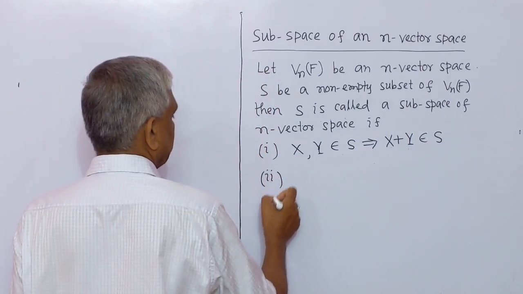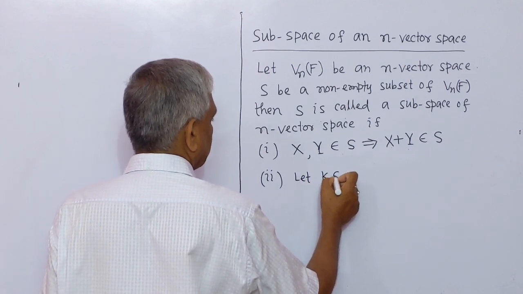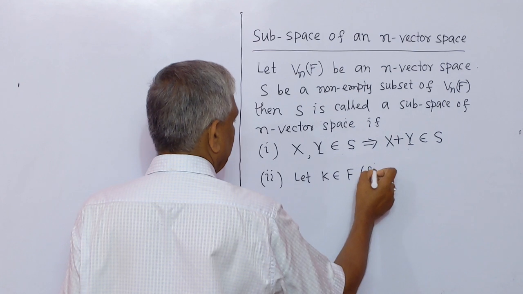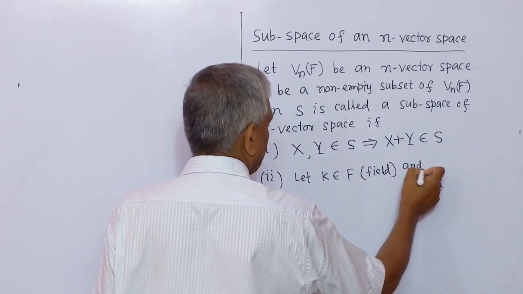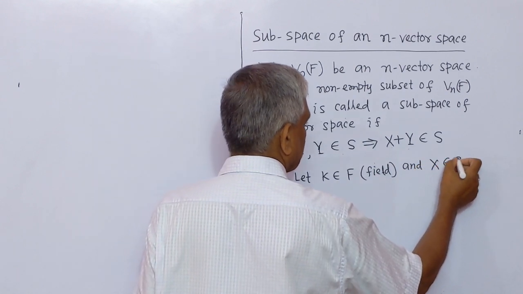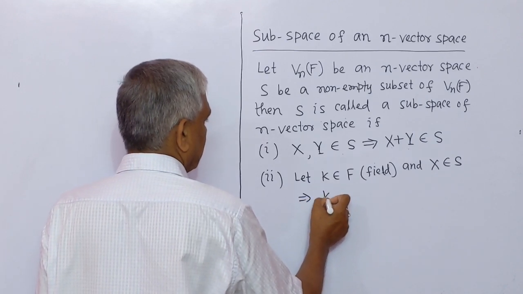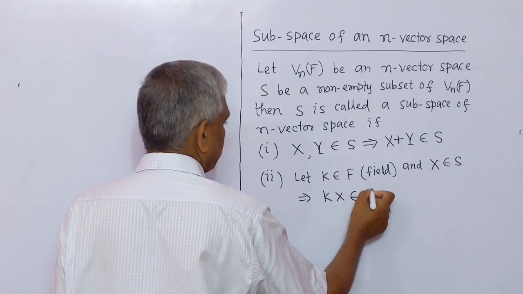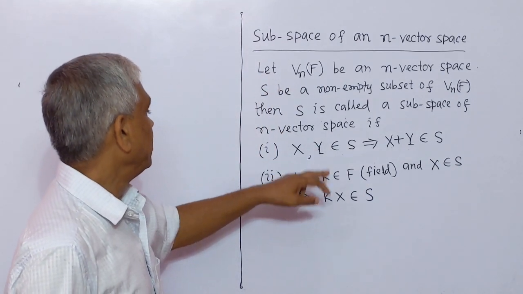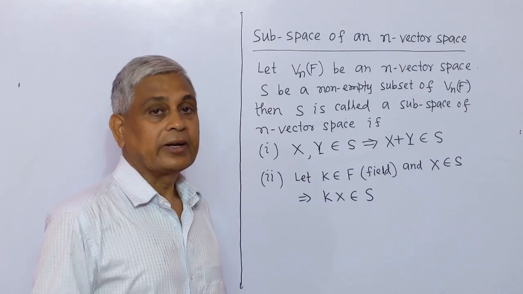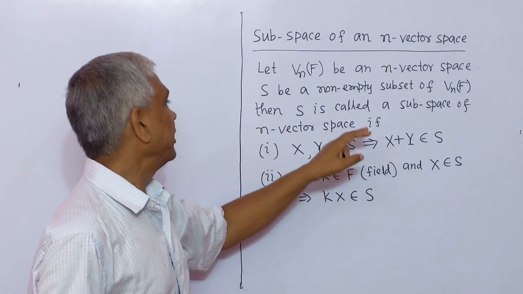Number 2, let K belongs to F, this is field, and X belongs to S, implies that Kx belongs to S. Then S is called a vector subspace of n vector space VNF.